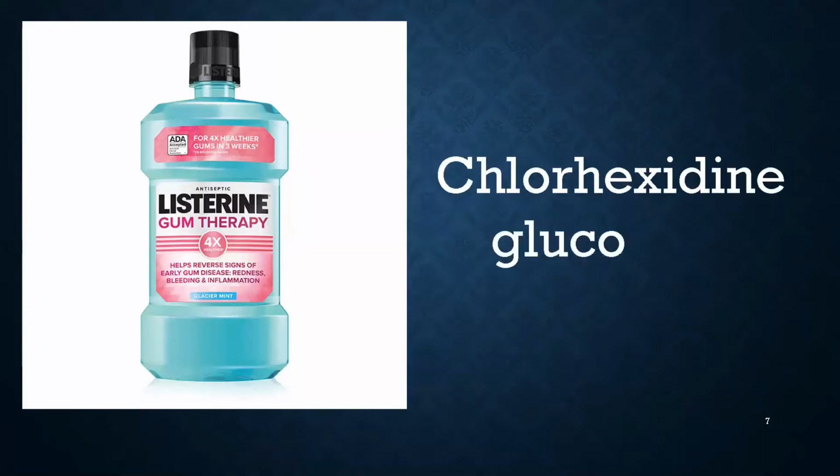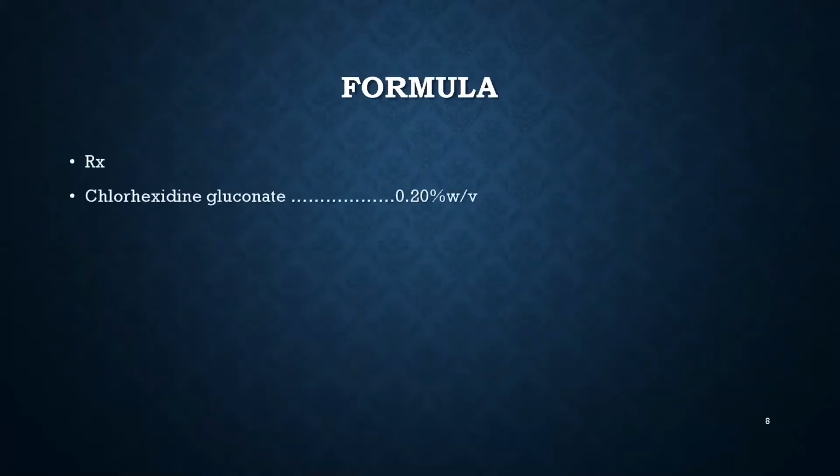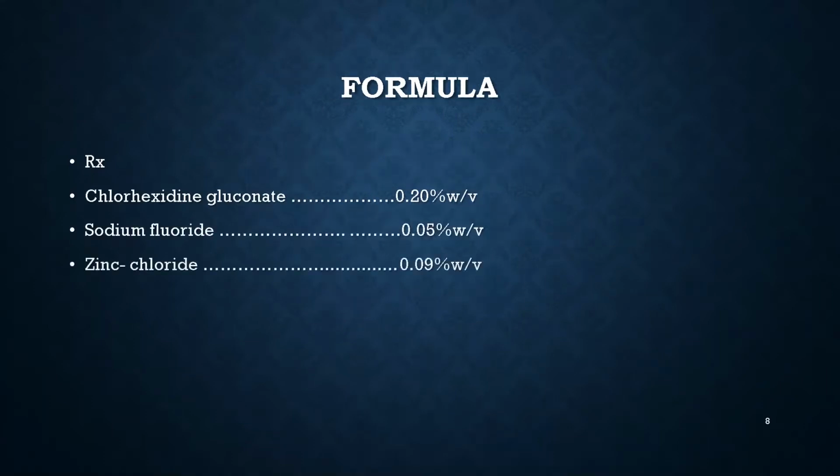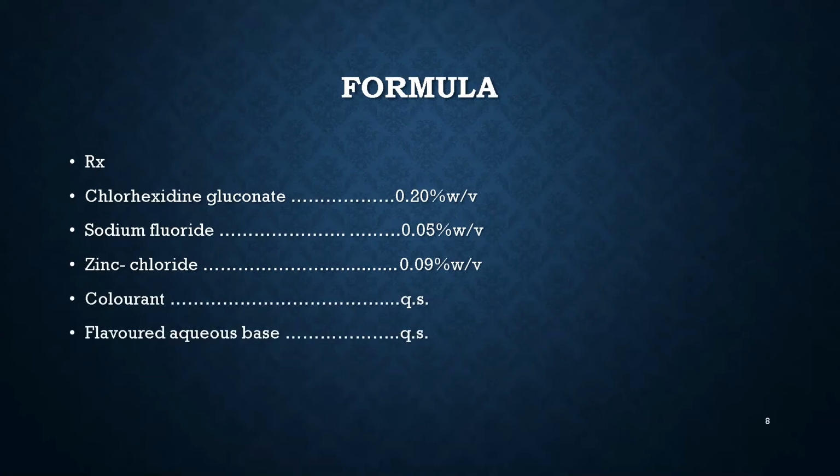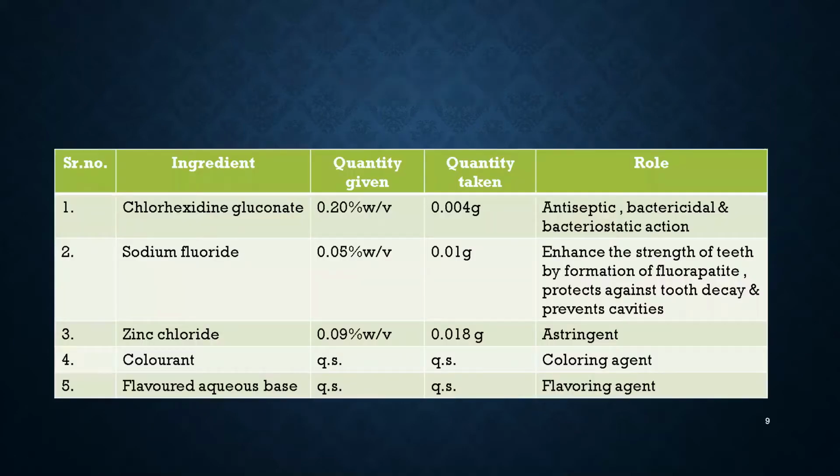So now we will see this chlorhexidine gluconate mouthwash. The formula for this is chlorhexidine gluconate 0.20% weight by volume, sodium fluoride 0.05% weight by volume, zinc chloride 0.09% weight by volume, colorant quantity sufficient and flavored aqueous base quantity sufficient. So these two ingredients are optional.